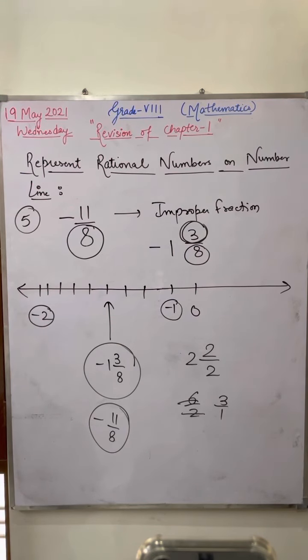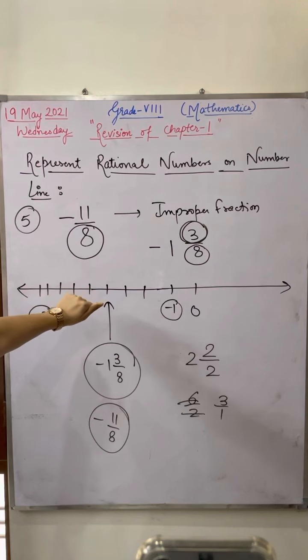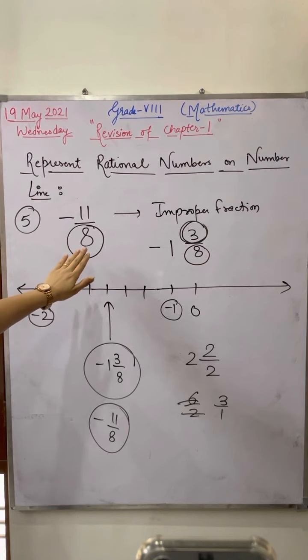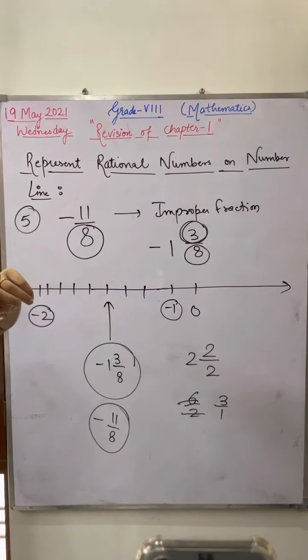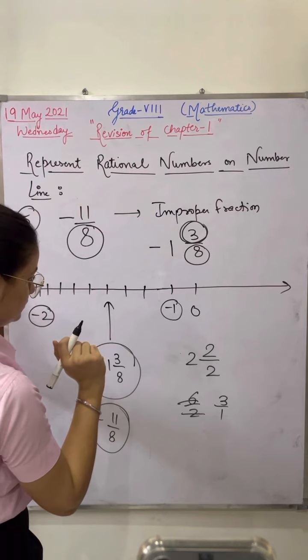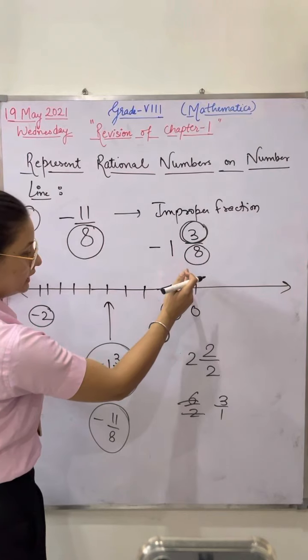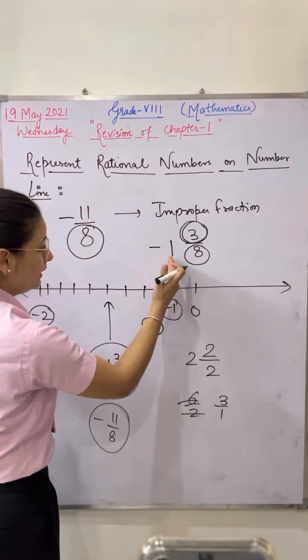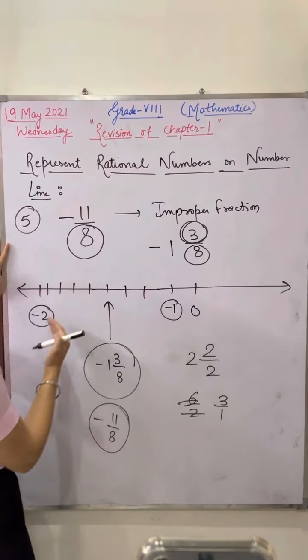And ma'am, in this question, -11 upon 8, when we cut, then it comes -1 3 upon 8. And I have not understood how it will lie between -2. It is -1 something. -1 something means this value is bigger than -1 and lesser than -2.